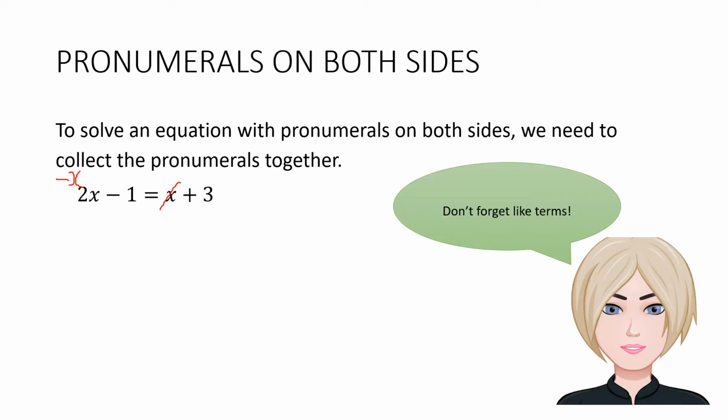Now, don't forget like terms. It's going to join with the other x. So 2x take away x is x. So let's rewrite this. x take away 1 is equal to 3. And in this case, we've gone from pronumerals on both sides back to a one-step equation. This is a nice, easy one to solve. We can take this negative 1 over the other side as a positive 1, or we can solve it by looking at it. Either way, x is equal to 4.